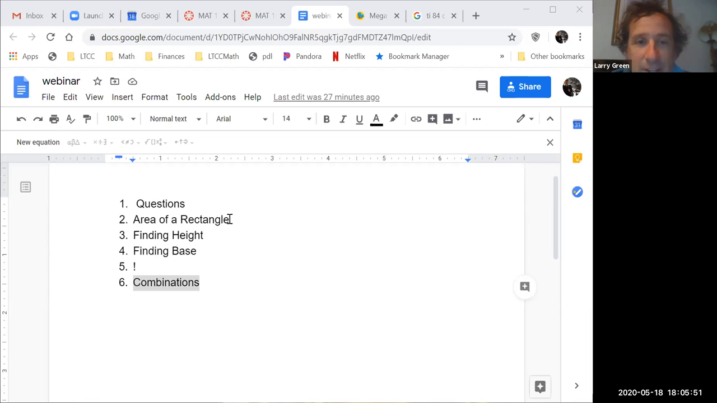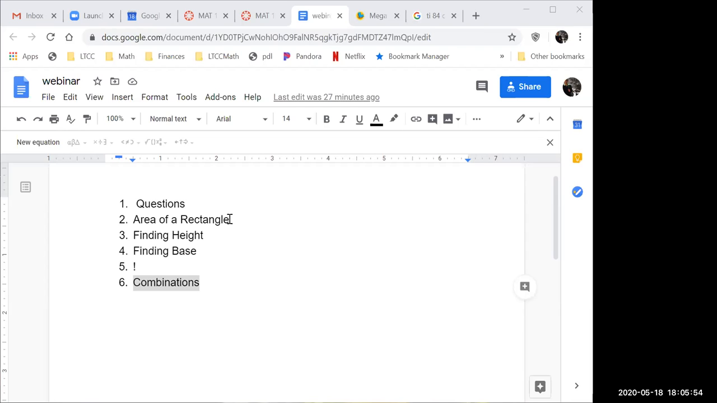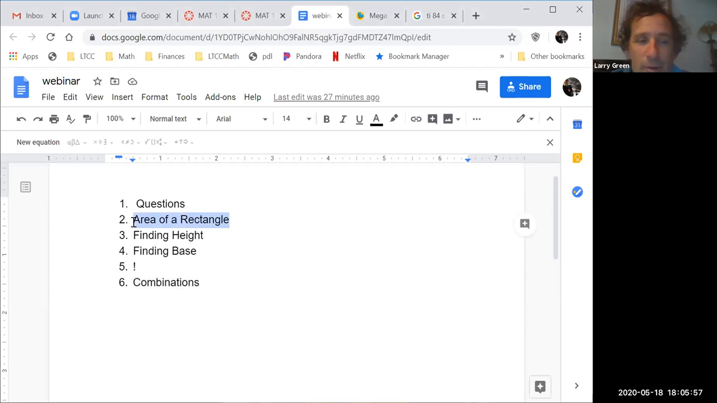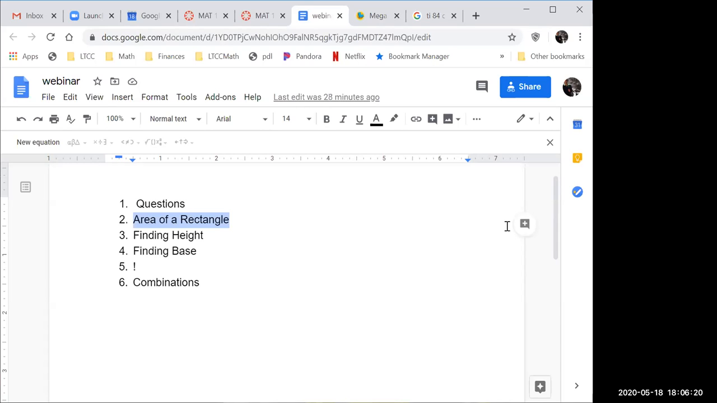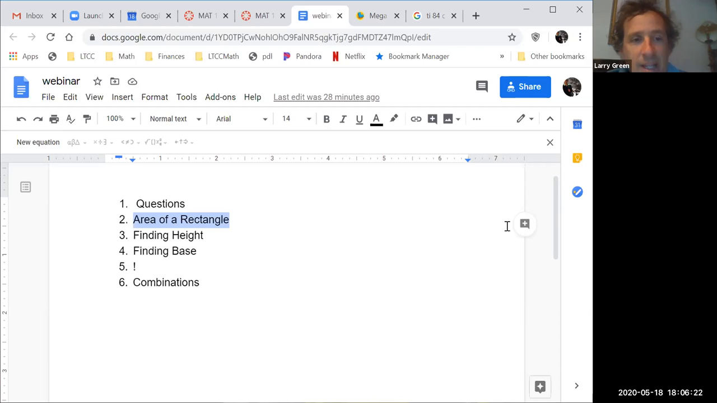All right, so I have a question for you. Let's see if you remember. Do you remember the formula for the area of a rectangle? Anyone remember the formula for the area of a rectangle? Good, good. So the formula for the area of a rectangle is that the area of the rectangle is equal to the base of the rectangle times the height of the rectangle. So let me just type that out. So, area of a rectangle.